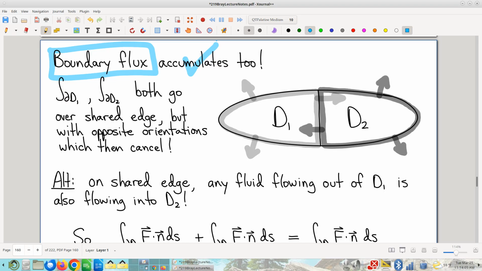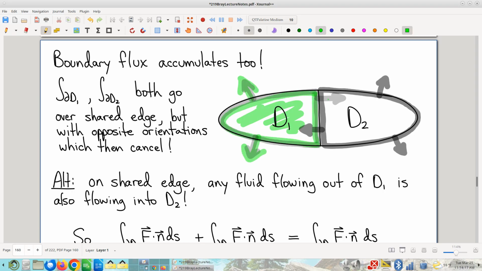And so I'm just going to make this assertion. Boundary flux is an accumulating quantity. And here's how you see it. For this left side, there's my outward-oriented boundary flux, oriented like so. For this right side, here's my outward-oriented boundary flux, oriented as indicated. Again, outward from the thing whose boundary you're talking about. So for D2, that's what outward is.